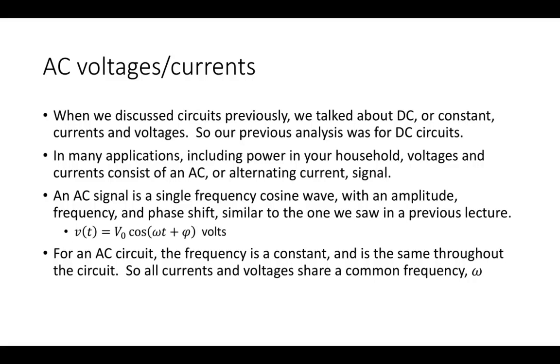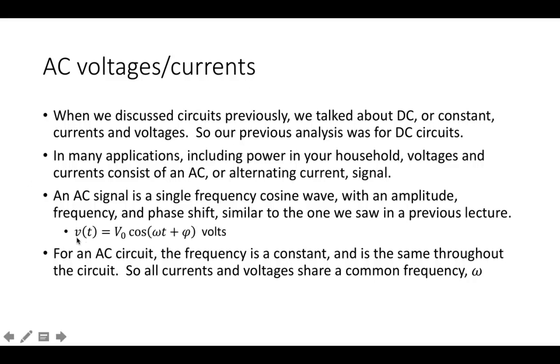Now, in many applications, including power in your household, voltages and currents consist of an AC or an alternating current signal. Alternating current just says current for historical reasons, and so that's how we got the abbreviation AC. But actually, what that means is that every current and voltage in the system has a mathematical form of a single frequency cosine wave. This single frequency cosine wave will have an amplitude, a frequency, and a phase shift, similar to the one we saw in a previous lecture.